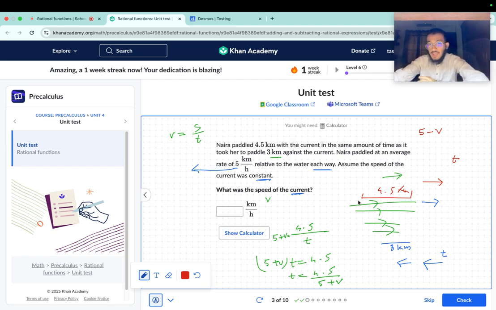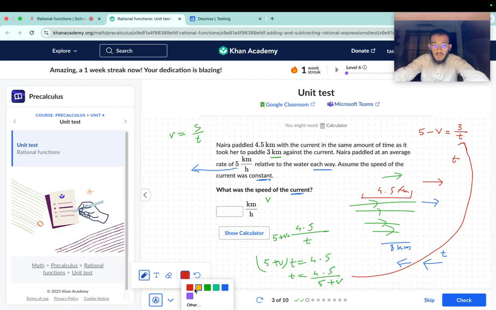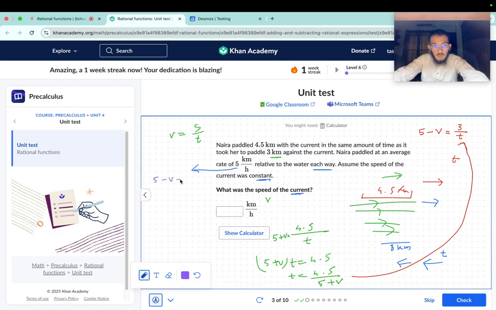The Naira is going against the current, so this will have the distance, which is 3 divided by T. Now we can substitute T here, and we find the equation: 5 minus V equals 3 divided by 4.5 divided by 5 plus V. We just have to solve that and find the value of V.